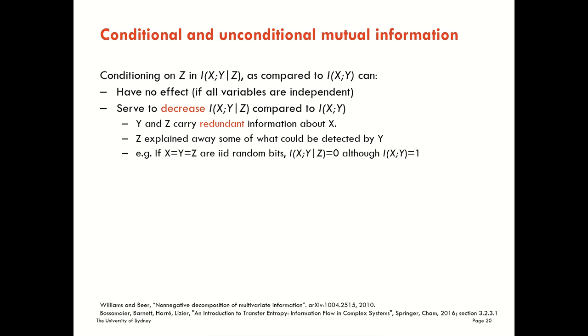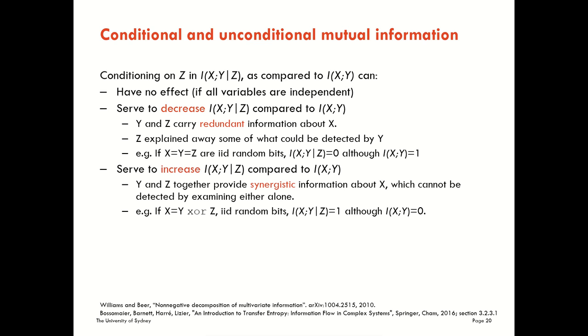An example here is if x, y and z are all copies of one another, and if we assume that they're all IID random bits, then we would have a conditional mutual information of 0, even though there's actually full information of 1 bit mutual information between x and y.